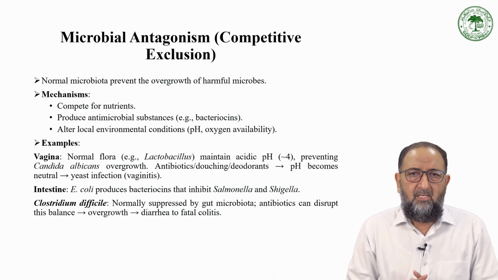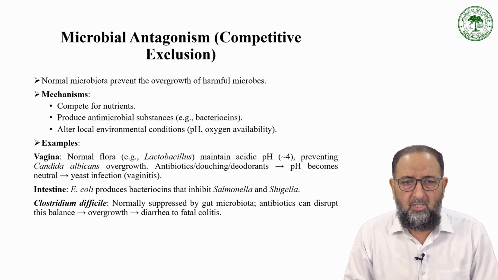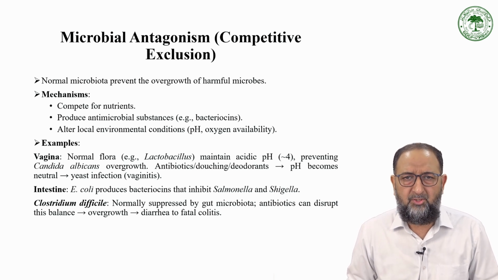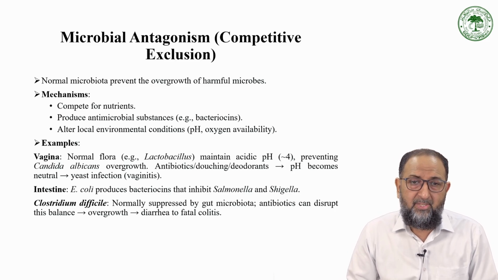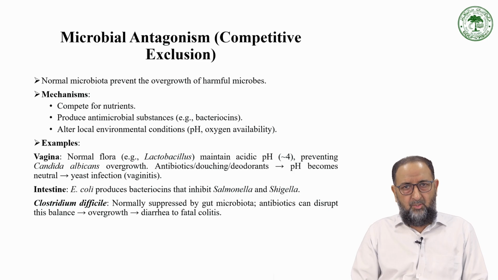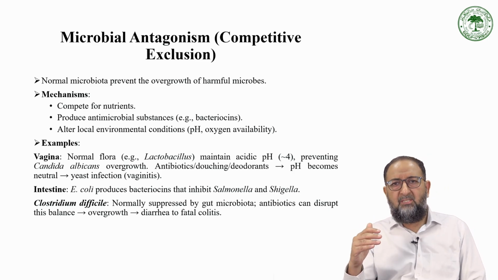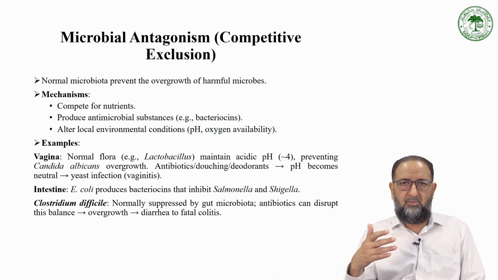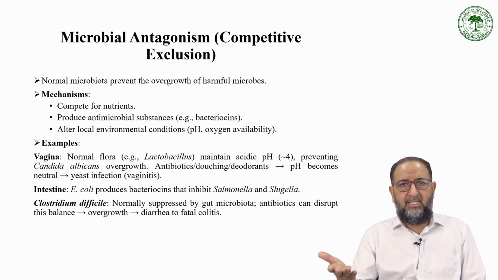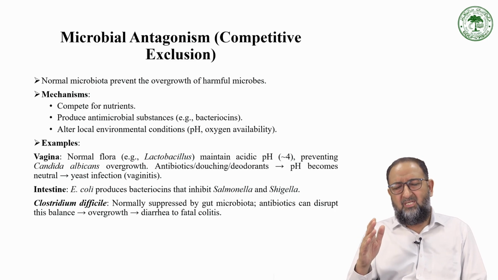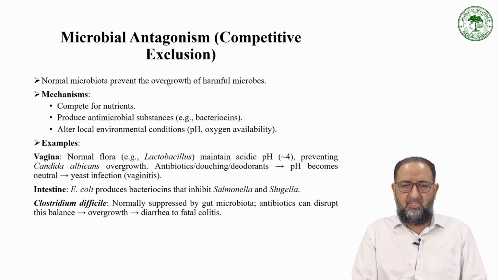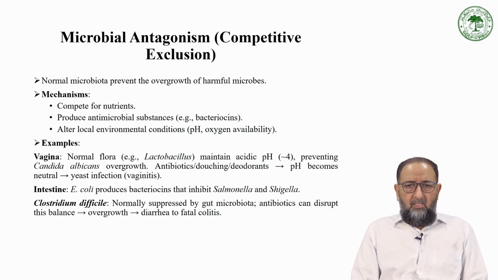For example, the normal flora of the vagina is lactobacillus. It is the major bacterial population, and it maintains an acidic pH of 3 to 5, preventing Candida albicans. When lactobacillus is present in the vagina, Candida albicans is difficult to grow. Therefore, if the lactobacilli population is reduced through an antibiotic course or a cream, Candida albicans may get an opportunity to grow again in their absence. This is the antagonism mechanism of different species in different environments. When the pH becomes neutral, yeast infection may cause vaginitis, right?